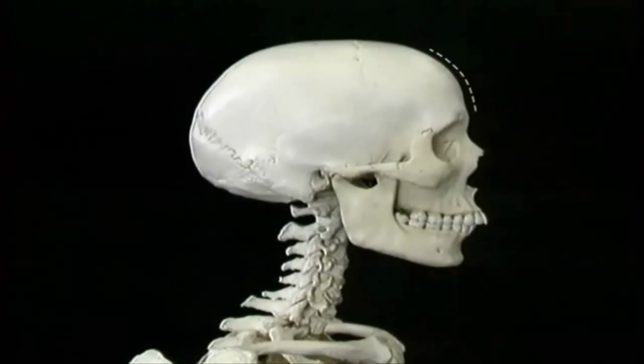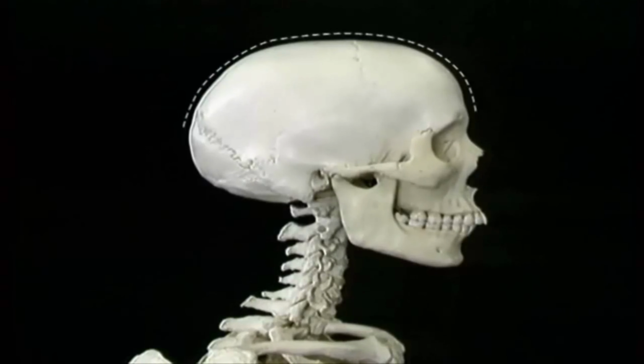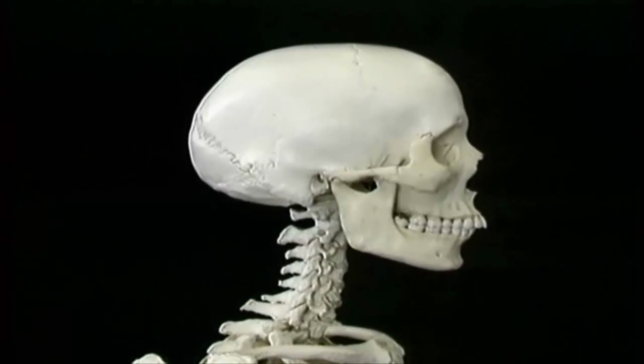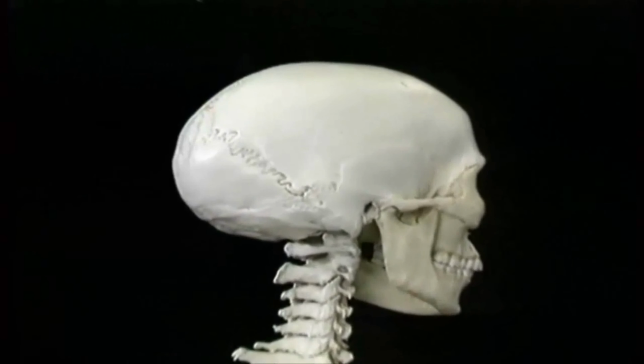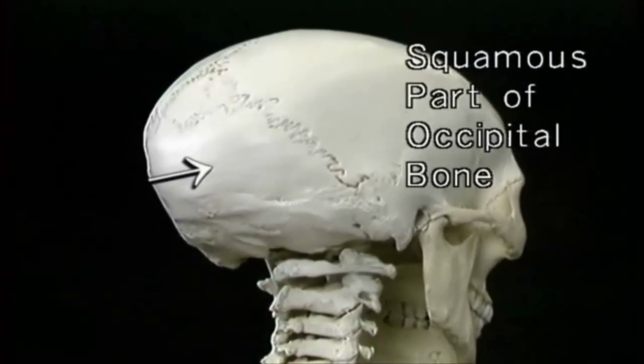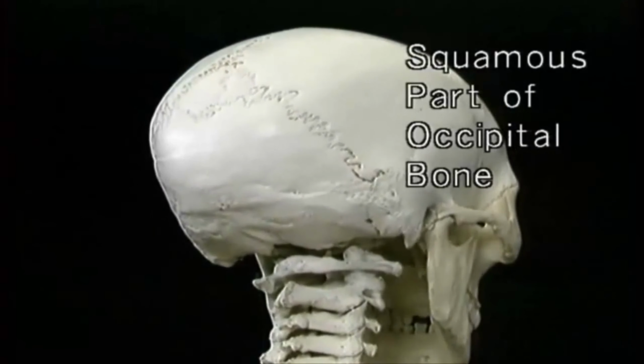The outline of the front and the top of the cranium is well known to us from our everyday observation of surface anatomy. It's perhaps surprising to see how far round the back of the cranium curves and what an extensive overhang there is behind. The overhang is formed by the part of the occipital bone that's behind the foramen magnum, the squamous part.